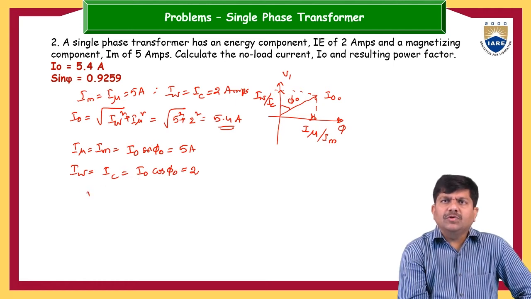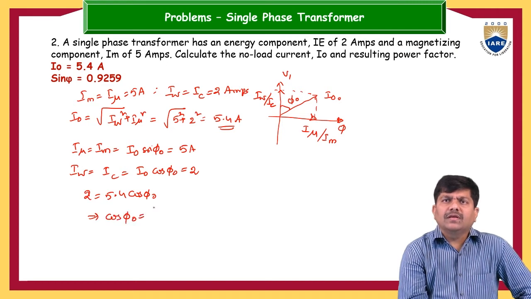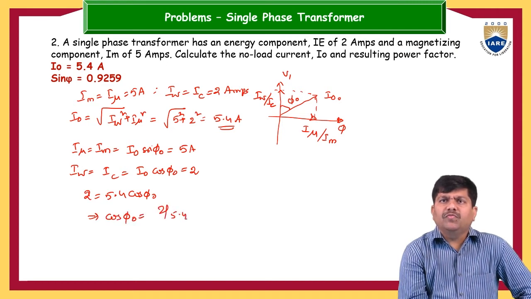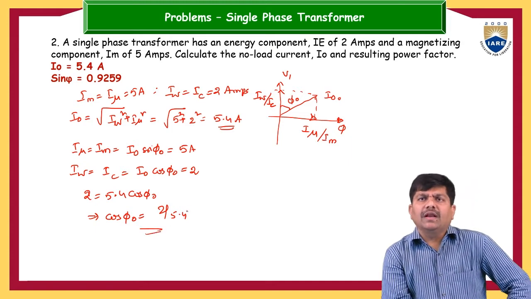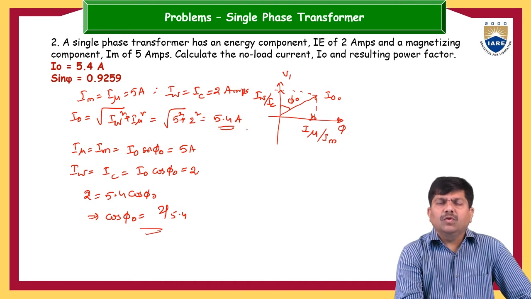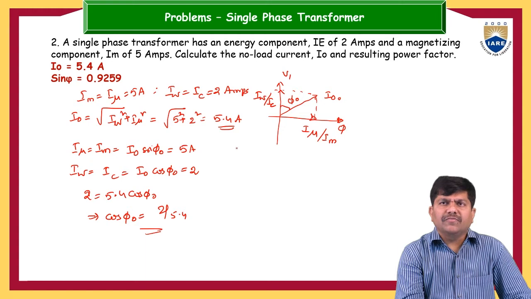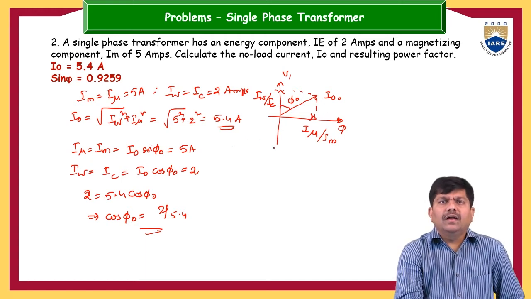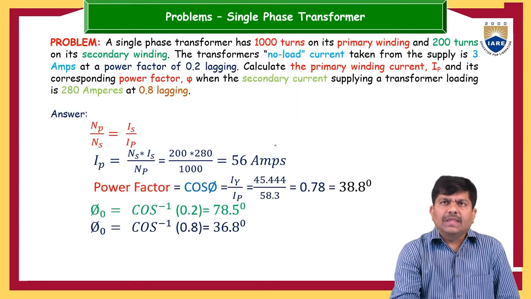So Iw equal to 2 amps is equal to I naught, which is 5.4, into cos phi naught. If we simplify this equation, the no load power factor is equal to 2 by 5.4. So this is a method to calculate the no load power factor and the no load current. In this analysis, we have utilized the phasor diagram of a single phase transformer under no load conditions. In the same manner, let us take one more problem.